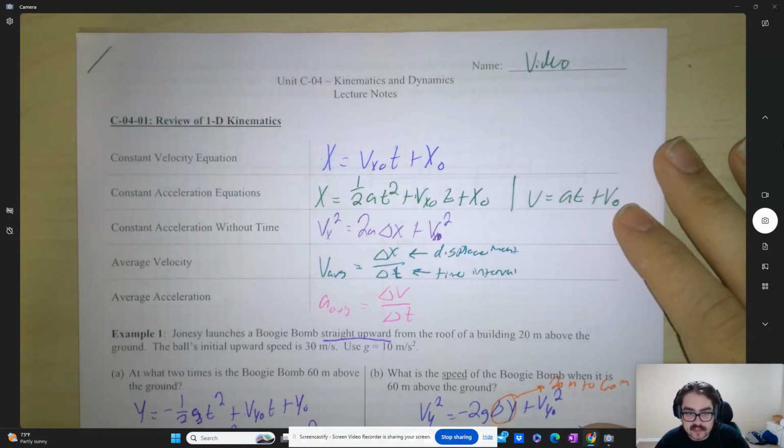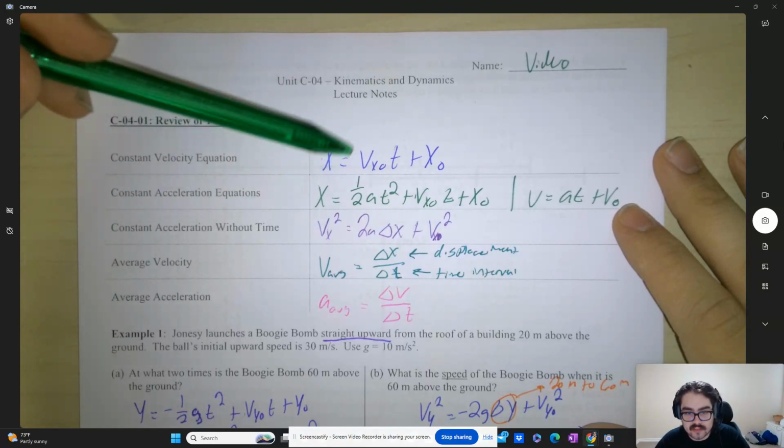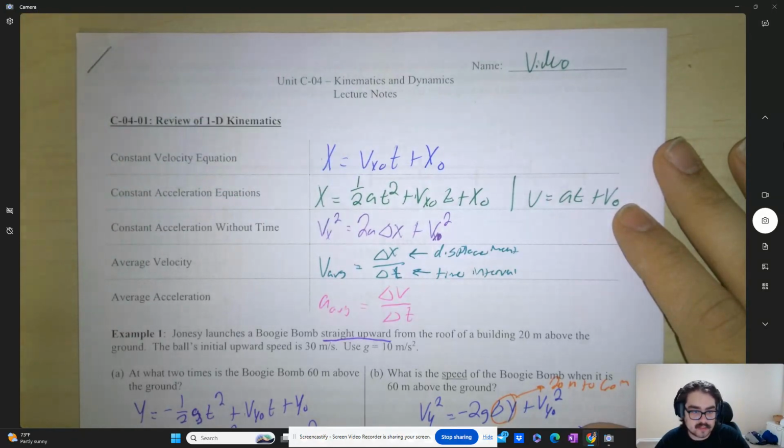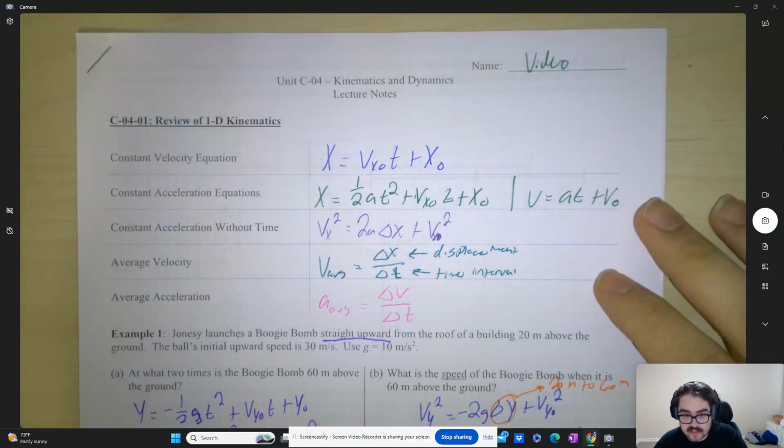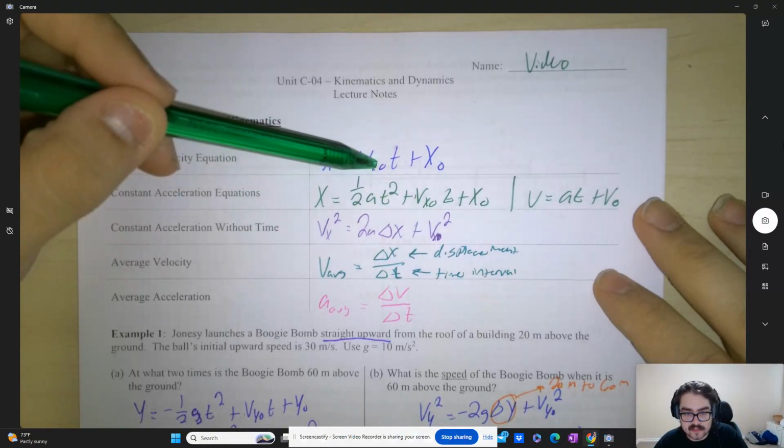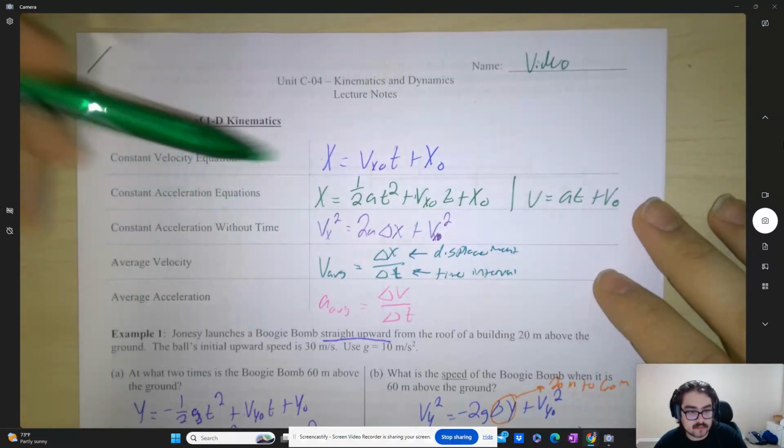This is our constant velocity equation. So you have constant velocity, right? Your position is simply going to be your initial position plus your change in position times the time. Change in position is just velocity, right? So we're doing x equals v_x naught times time plus the initial x position.